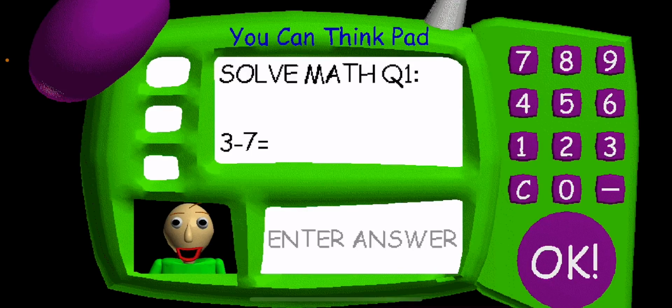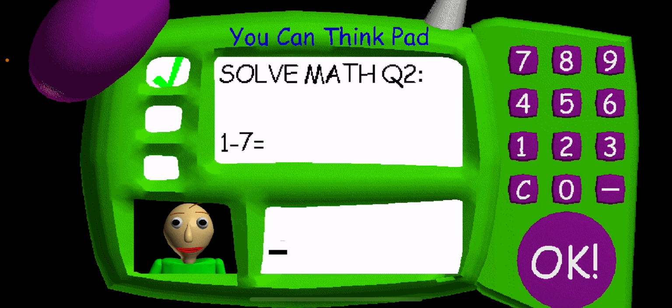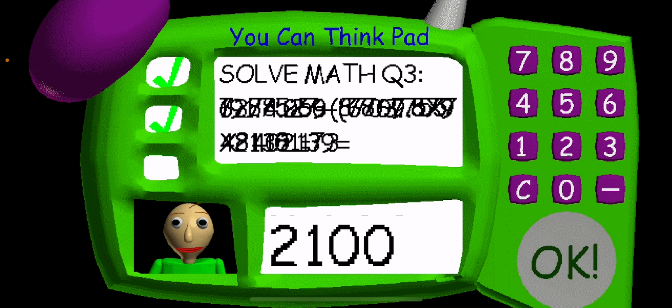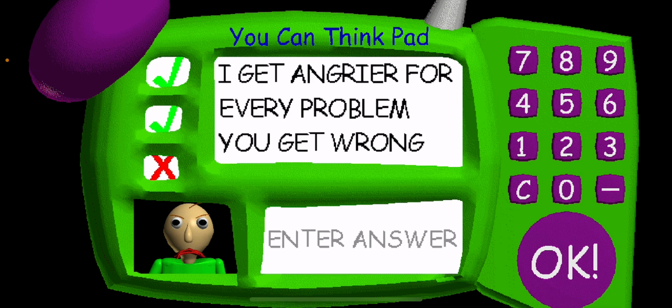Problem one. Three minus seven equals... Three, two, one, zero, negative one, negative two, negative three, negative four. It's negative four. Then one minus six. Problem two. I mean, one. It's negative six. Great job. That's right. Wow. Definitely nothing you expected.